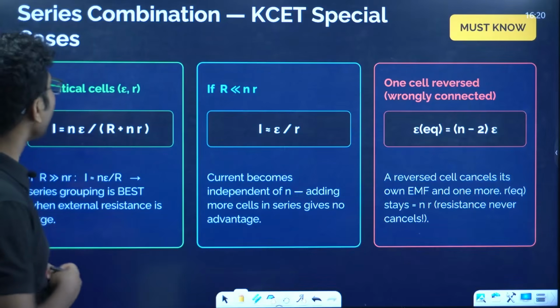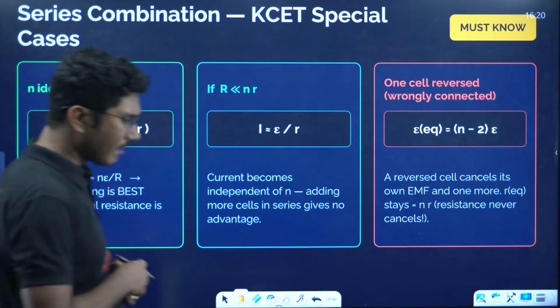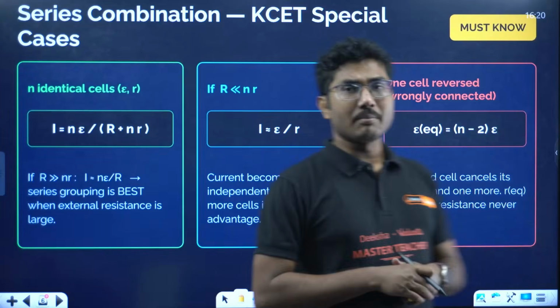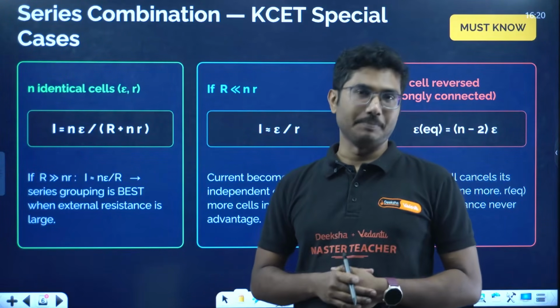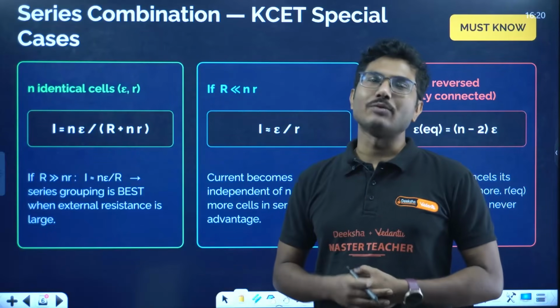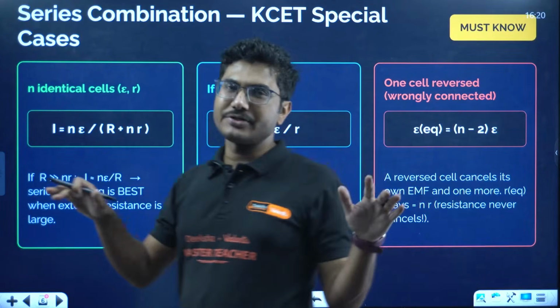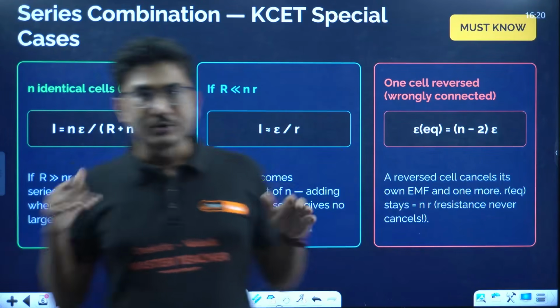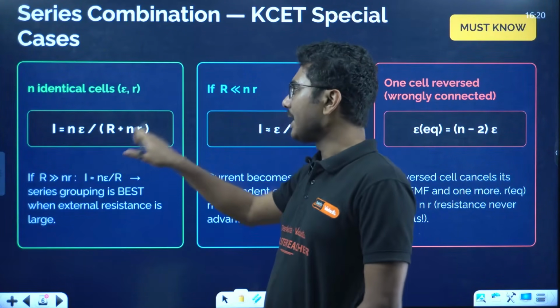Now let's move on. Series combination, KCET special. If you have n number of cells connected in series and they are identical, then what you need to do? Identical means all of them have the same internal resistances and the same EMFs. So in that case, the current is given by N epsilon divided by R plus NR.